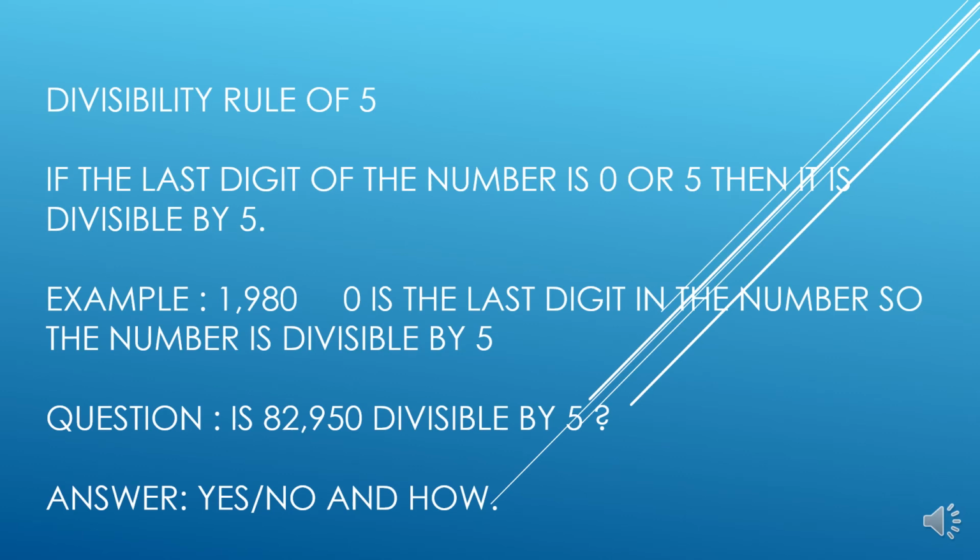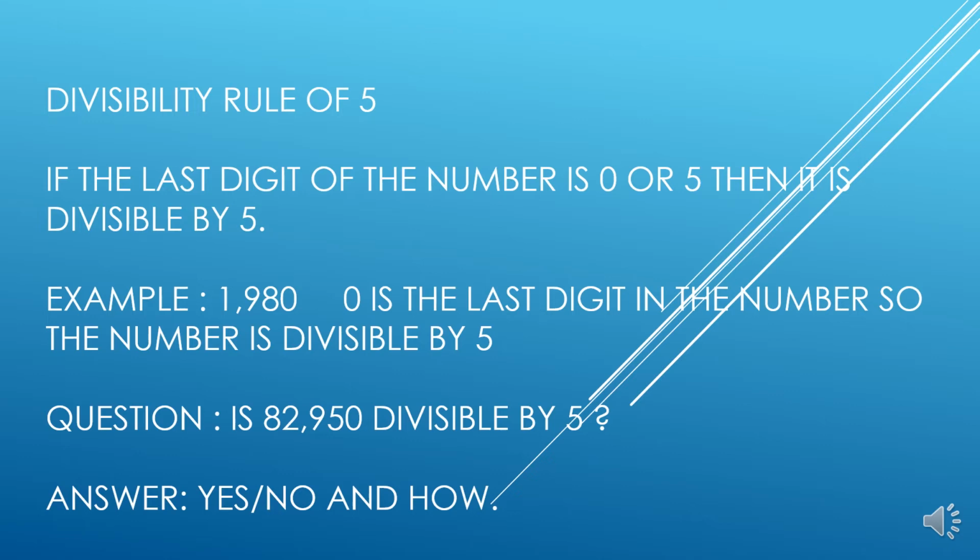Now the divisibility rule of 5 is a very, very easy rule of divisibility. If the last digit of the number is 0 or 5, then it is divisible by 5. Let's recall the table of 5: 5, 10, 15, 20. Let's just stop here. When we write down the table of 5, what do we notice? That the ones digit is always 0 or a 5.